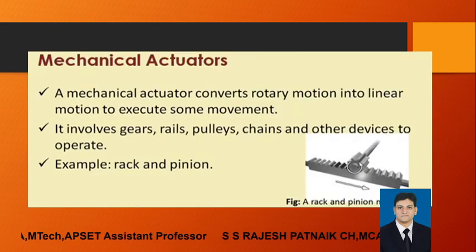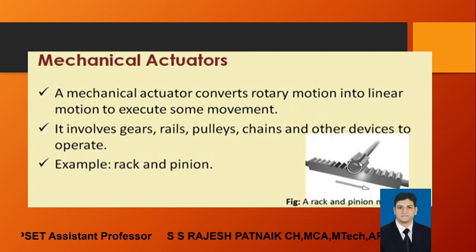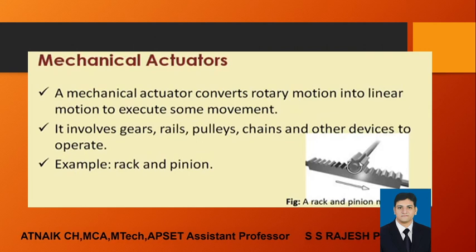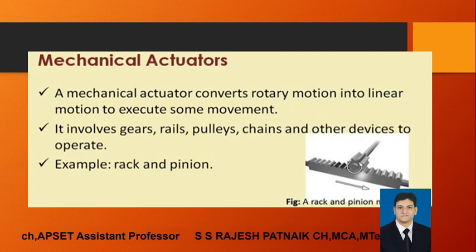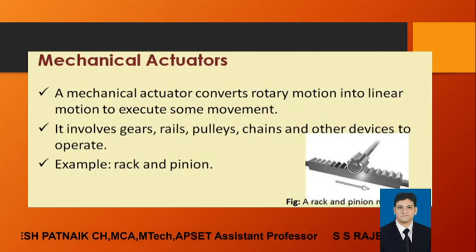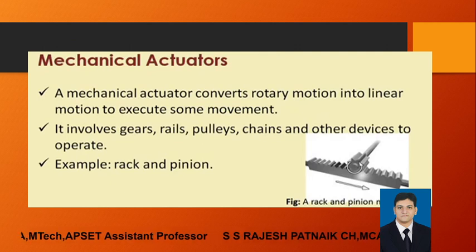Next, we have mechanical actuators. The next type of actuators is the mechanical actuators. These are the chief types of actuators. Generally, this type of actuator is used in manufacturing industries. The mechanical actuator converts rotatory motion into linear motion, and to execute some movement, it involves gears, rails, pulleys, chains, and other devices to operate.